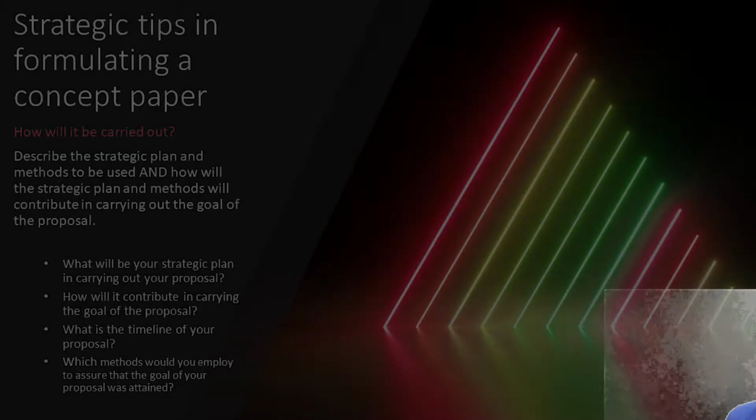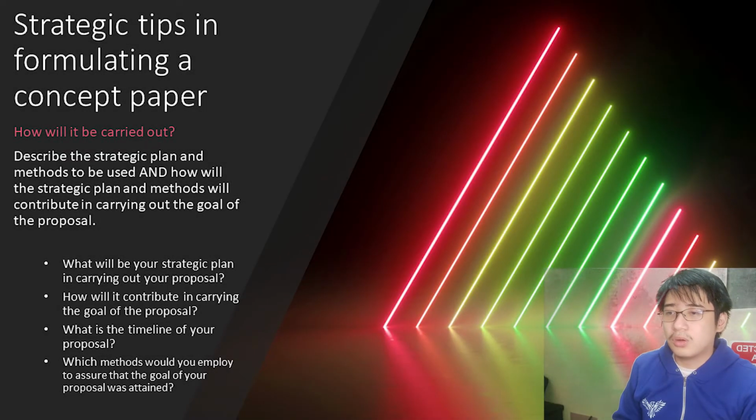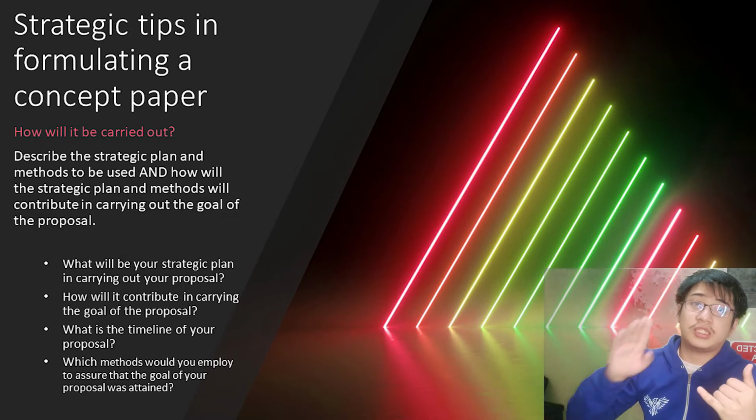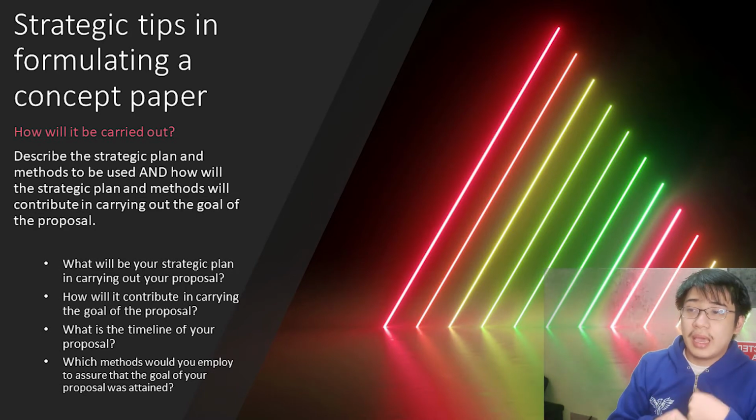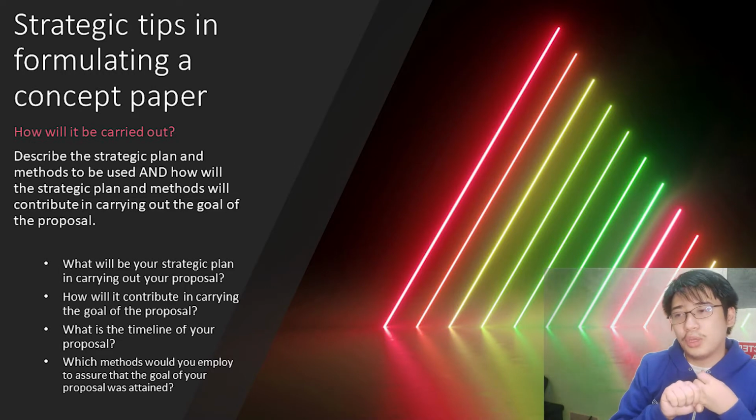Now, second to the last one is, again, still part of your supporting claims, but it actually progresses towards your conclusion part. How will it be carried out? Okay? So, how will it be carried out is all about describing your strategic plan. Okay? And then the methods that you're actually going to use.